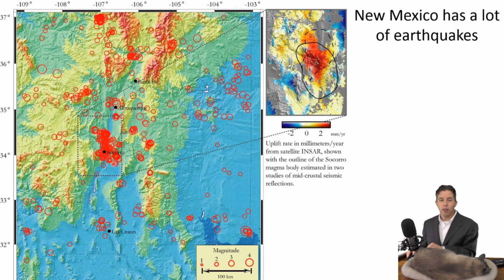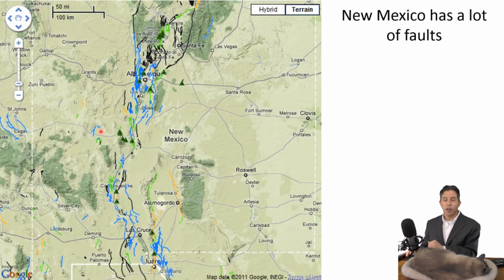This cluster right here near Socorro is due to what we call the Socorro magma body. There's a blob of magma down there moving around. And some of these clusters that you see are actually due to fault movement. We have a lot of faults in New Mexico, and this is the map of them. The colors designate the different ages of them. But the point is we've got faults that are moving that should generate heat. We've got magma that's also generating heat. We ought to have geothermal resources.